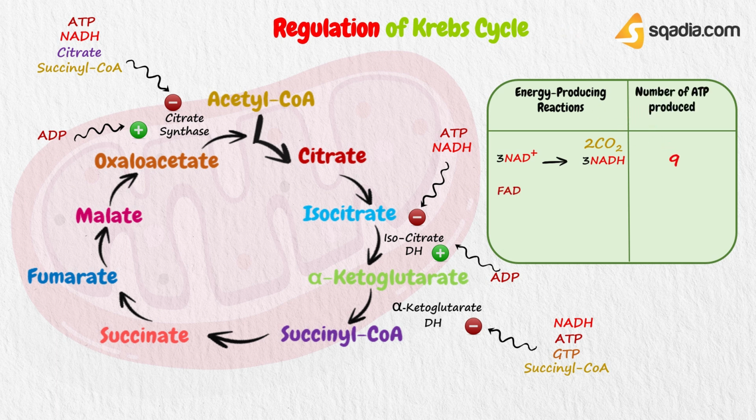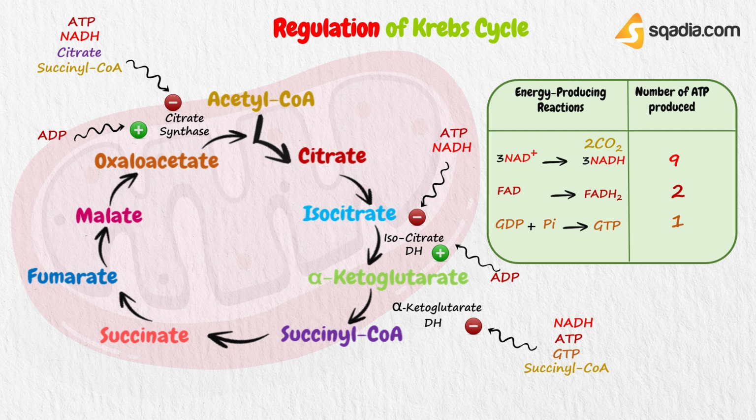How many FADH2 are produced by each molecule of acetyl coenzyme A entering the citric acid cycle? So 1 FAD produces 1 FADH2, and the number of ATP produced by it is 2. Does each molecule of acetyl coenzyme A entering the citric acid cycle produce any GTP? Yes or no? Yes, 1 GDP produces 1 GTP, and the number of ATP produced by it is 1.